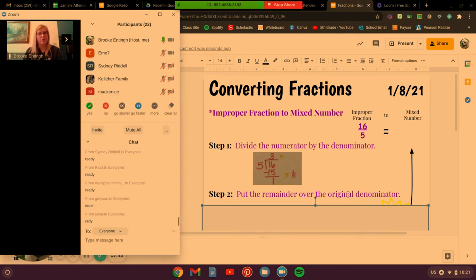So once you have written down step 2 and you have put the remainder over the original denominator, meaning you've written 1 over 5 for 1/5, type that you're ready to move on. Awesome, 5th grade. Thank you for letting me know you're ready.